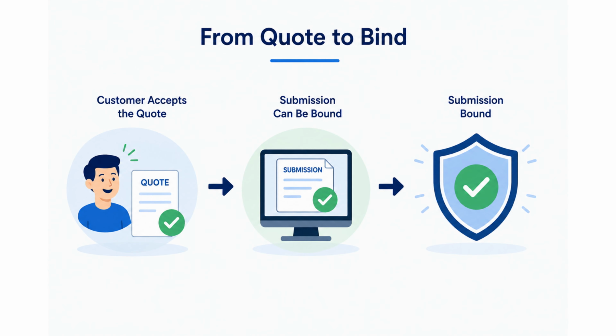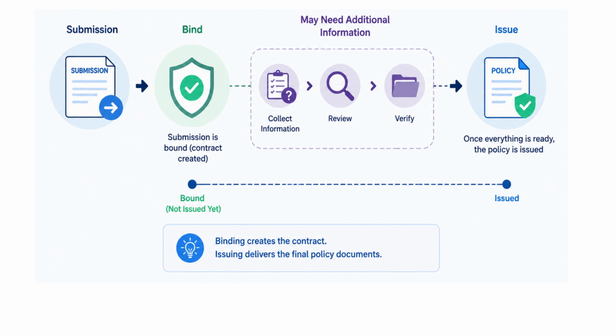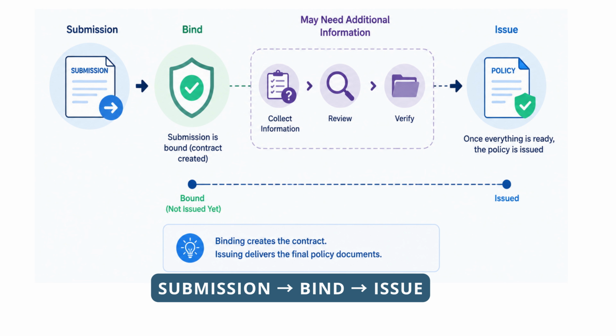Now let's say the customer accepts the quote. The submission can be bound. But here's something beginners sometimes miss. Bind and issue don't necessarily happen at the same time. A submission can be bound without immediately being issued. For example, maybe some additional information needs to be collected before the final policy documents are issued. Once everything is ready, the policy can be issued. So the simple flow is submission, then bind and issue the policy. And now we have our policy.